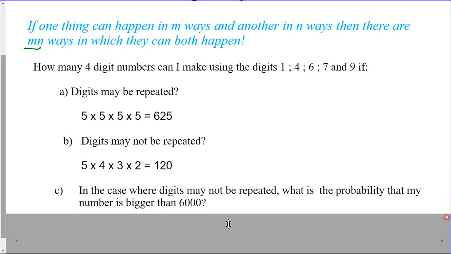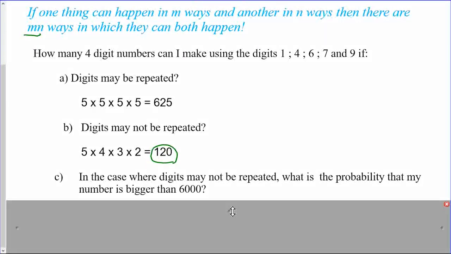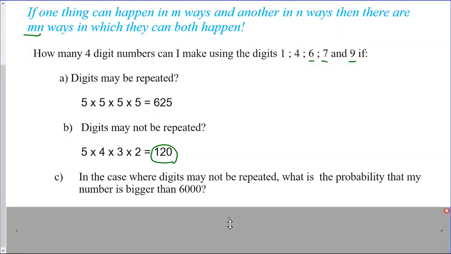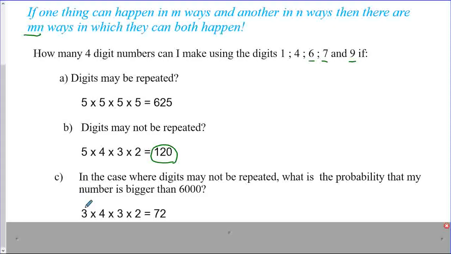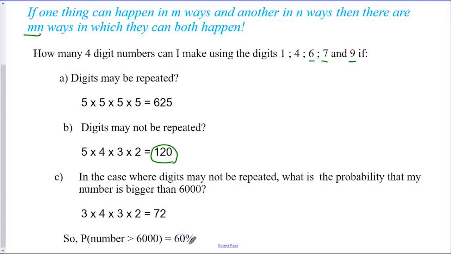Let's now look at a probability question. In the case where digits may not be repeated, so these 120 different options, what's the probability that my number is bigger than 6,000? Well, in order for it to be bigger than 6,000, it needs to start with 6, 7, or 9. So I've now only got a choice of 3 digits for the first digit. Then, because I've used one of those, I've got a choice of 4 for the next. I've now used 2 digits, then 3, then 2. And I end up with 72 out of 120, or 60%.